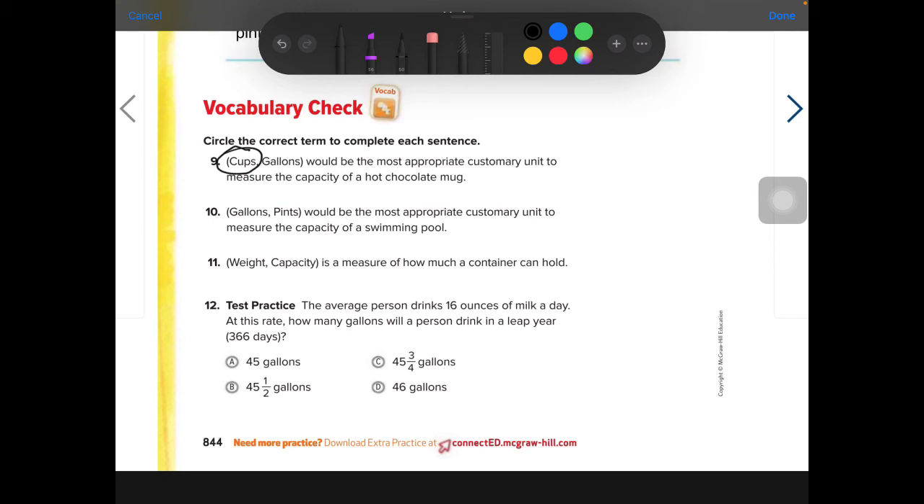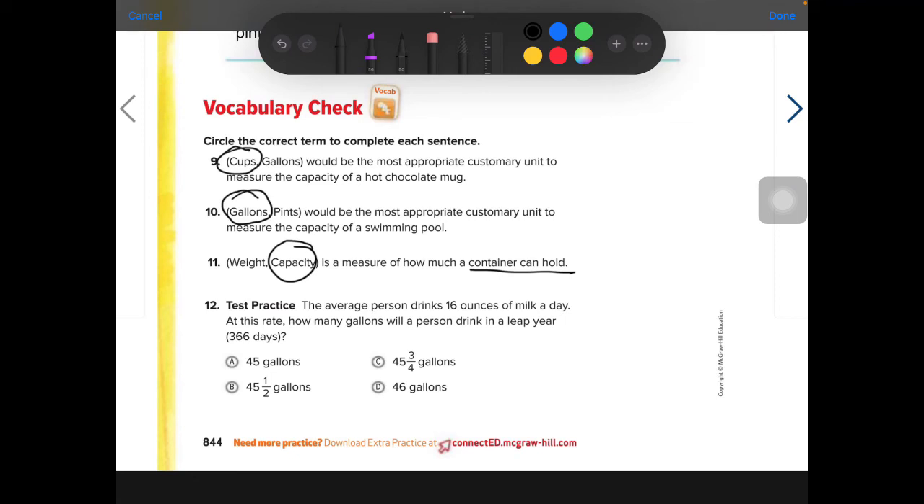Gallons or pints would be the most appropriate customary unit to measure the capacity of the swimming pool. Well, that would be a lot easier to just use gallons because pints would take forever. Weight or capacity is to measure how much a container can hold. Capacity, think hot chocolate mug.